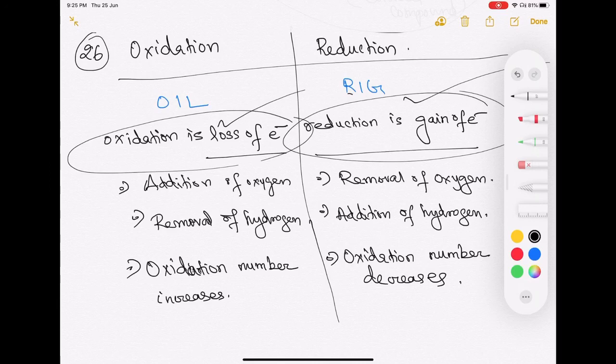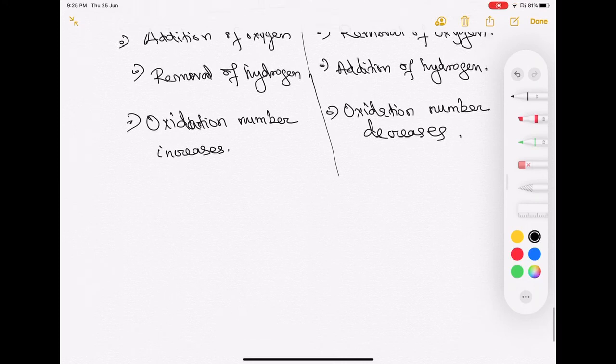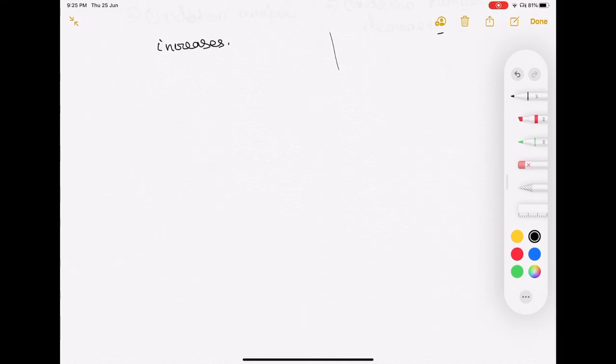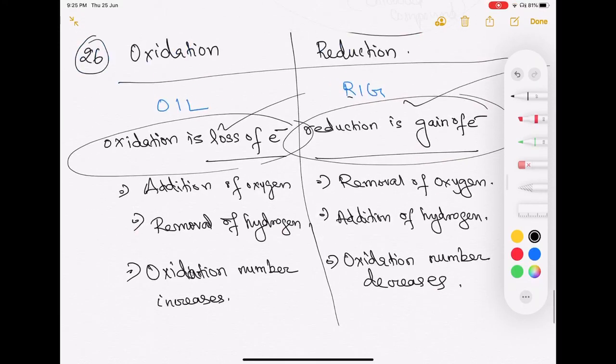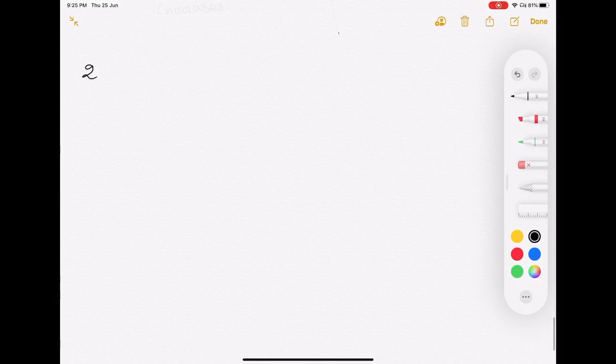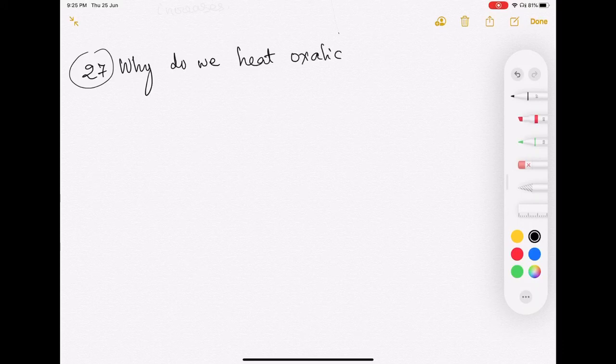Okay, then next question is also very, very important. 27th question, right? I hope so. 27th question is, why do we heat oxalic acid solution to 60 to 70 degrees Celsius? What's the purpose of doing that?